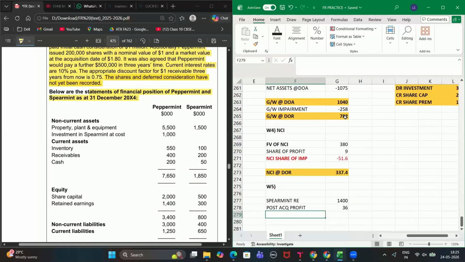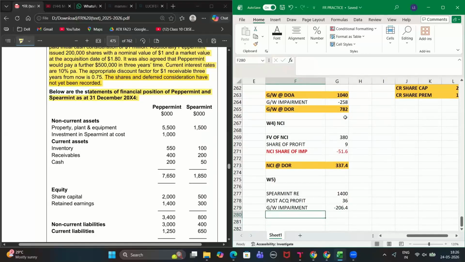Everyone, is it clear? So what is the total impairment of goodwill here? 258, right? Into how much percentage? 0.8. Okay, fine. So my next question is, is there anything else that we have to consider here?